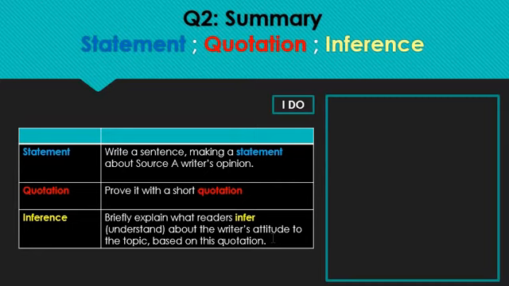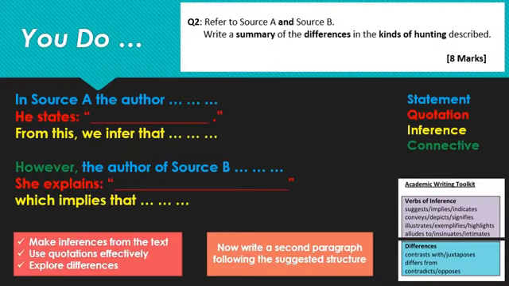Then you're going to use that connective and say however, and then create that statement about source B using a quote and then inferring again. So you can use this structure to help you. So you start with, in source A, the author, he states blah blah blah. From this we can infer that. However, because we're doing the differences, the author in source B, she explains, which implies that.